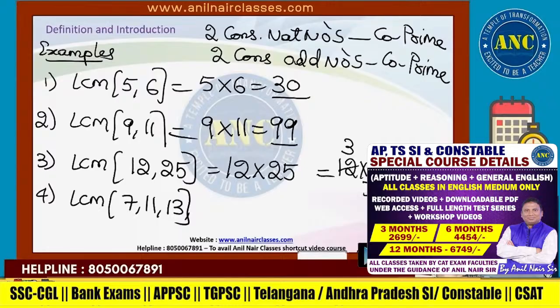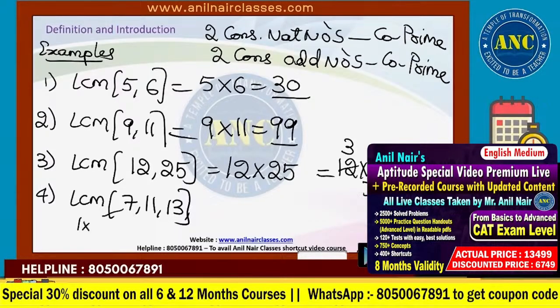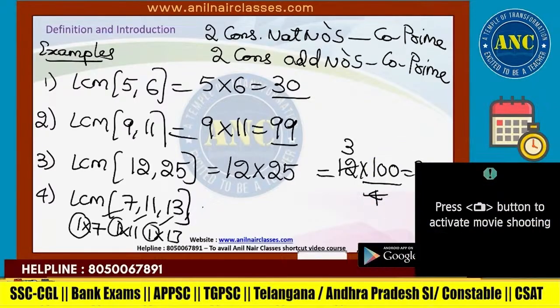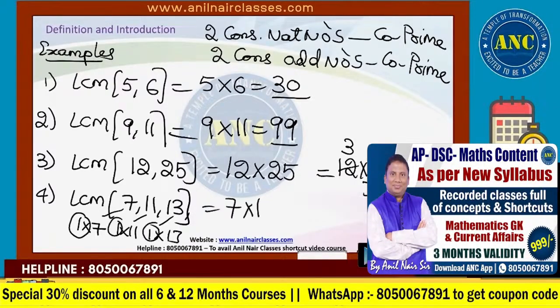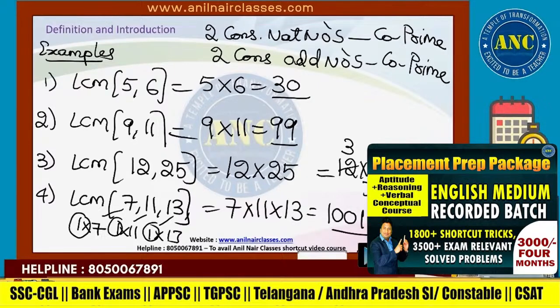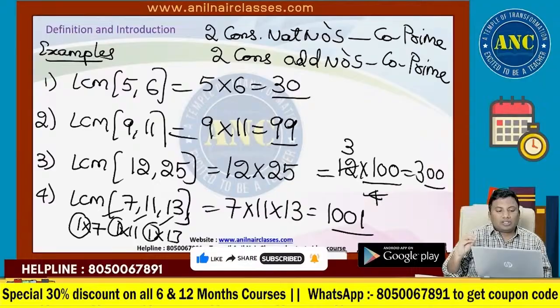LCM of, suppose I take 7, 11, 13. All three are prime numbers. A prime number is a number which has only two factors, that is 1 and itself. 1 into 7, 1 into 11, 1 into 13. Only one factor is common, so it is nothing but 7 into 11 into 13, which is 1001. LCM of co-prime numbers is always their product.